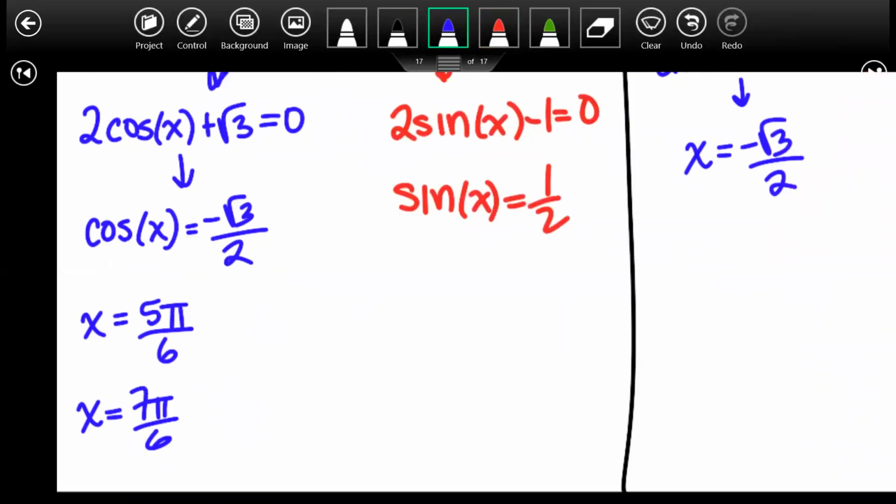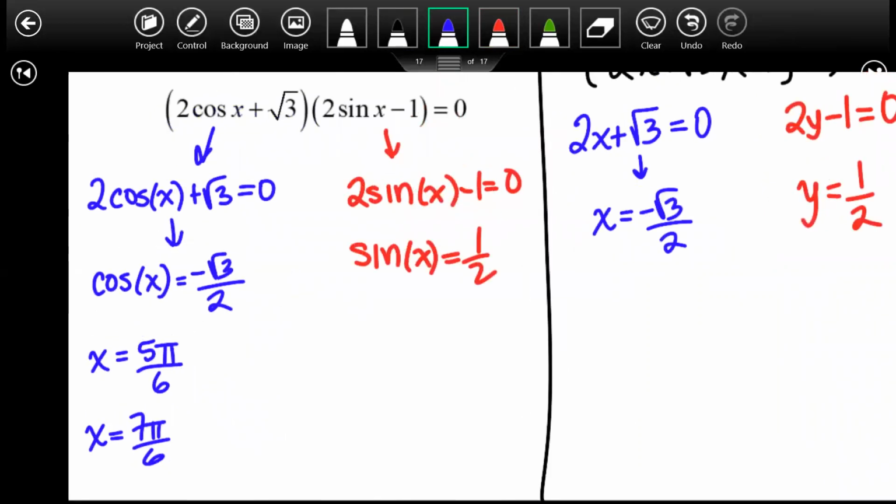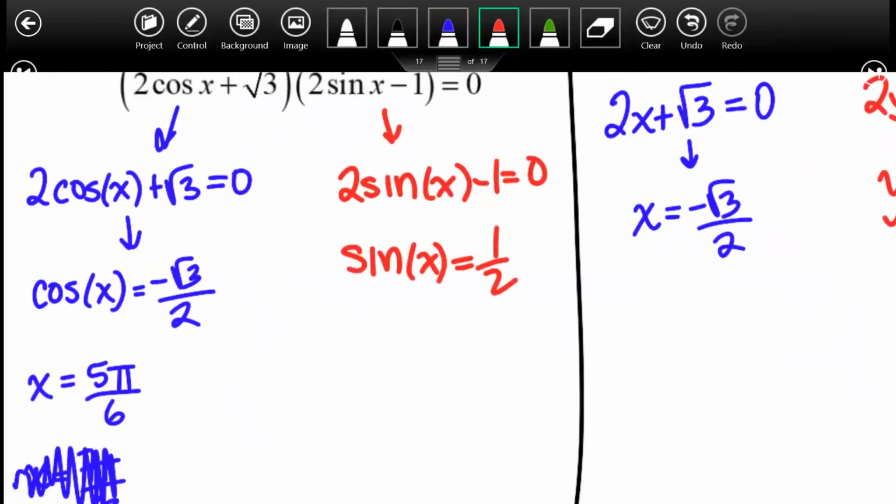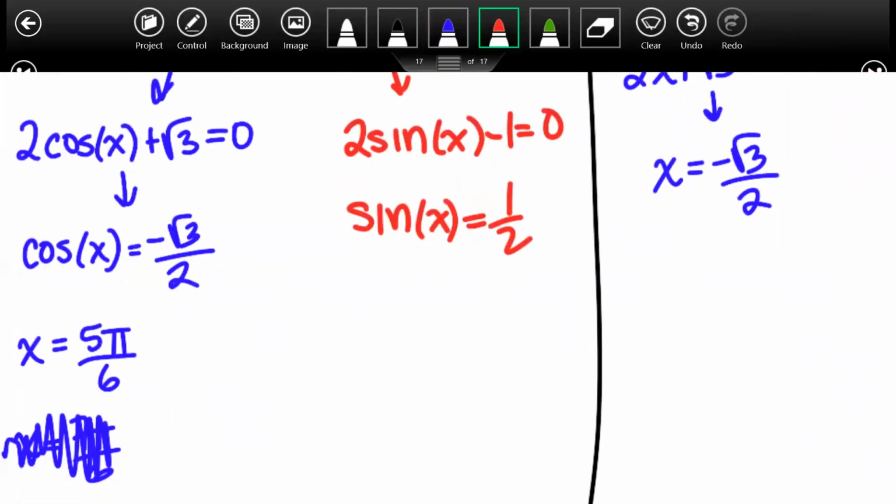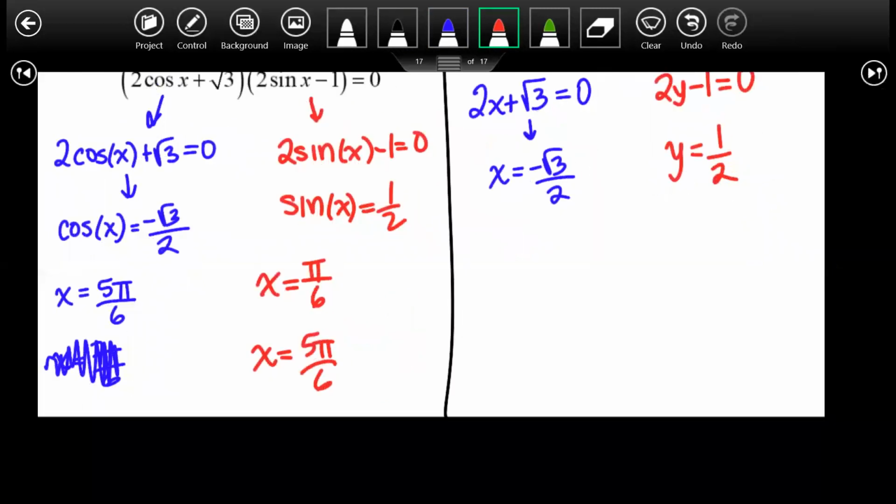Looking for the solutions for us on the unit circle, can 7 pi over 6 be a solution for us? Where does the range exist for our cosine? 0 to pi, right? So can 7 pi over 6 exist? So we don't really need this one, do we? What about for sine? When is sine equal to 1/2? For what values? Pi over 6. Is there another one? That's negative. 5 pi over 6.